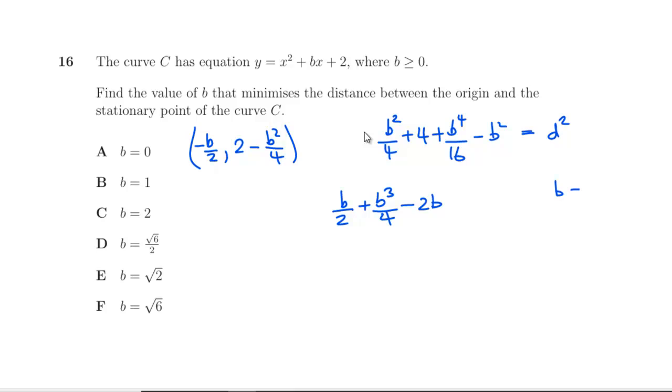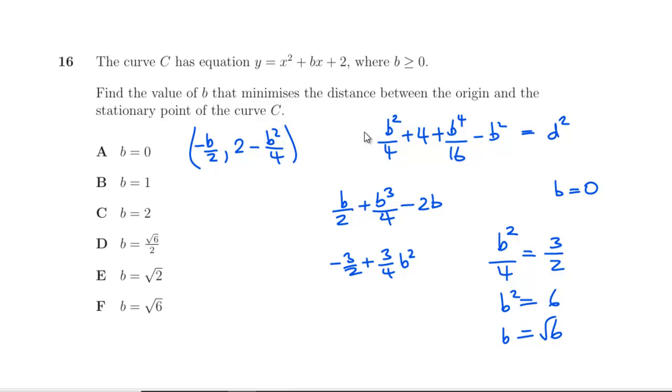So if b was equal to 0, actually let's have a look at the second derivative, would be minus 3 over 2 plus 3/4 of b squared. So when b is 0, it's giving me a maximum. So I've got a negative, so I don't want b is 0, but at least I can divide through by b then. So I'll have b squared over 4 is equal to 3 over 2. So I'd have b squared equals 6. B is greater than 0, so I'd have root 6, which is f.